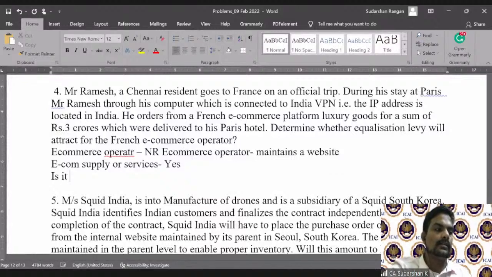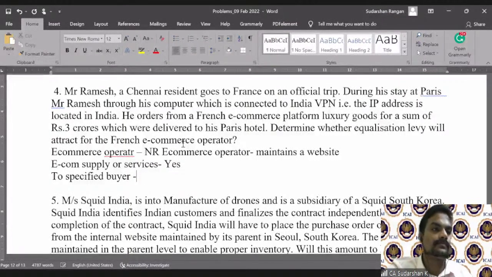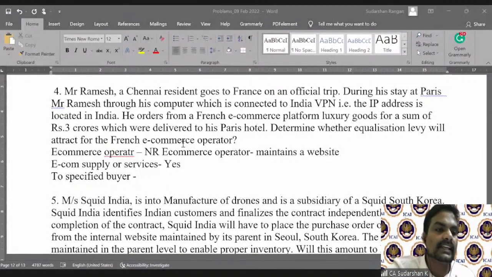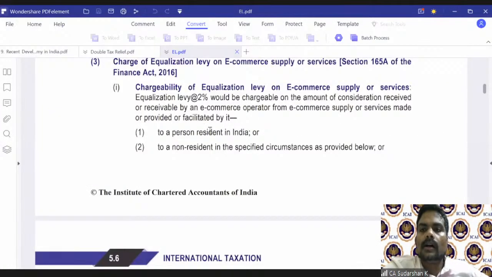Is it provided? Now the question is to whom it is provided. Specified recipient or buyer, whatever. That's what the section says. So who are the specified buyers? He should be a person resident in India. Now, even though the question mentions he is from Chennai, what if he doesn't become a tax resident in India? So very difficult to contend this.